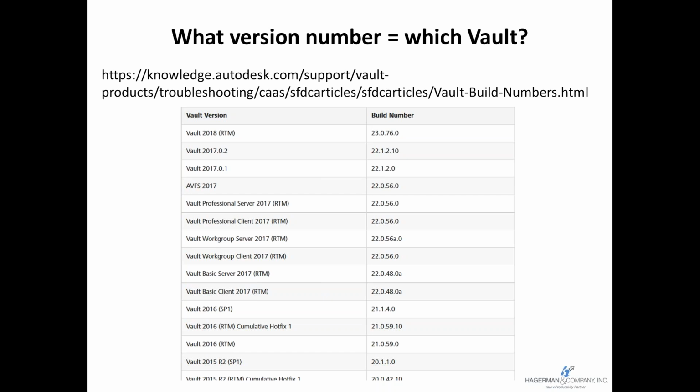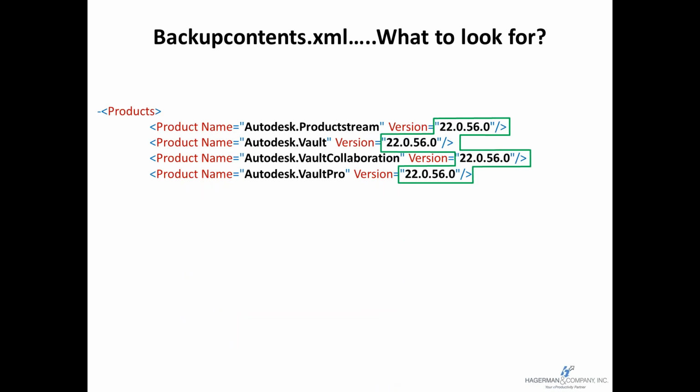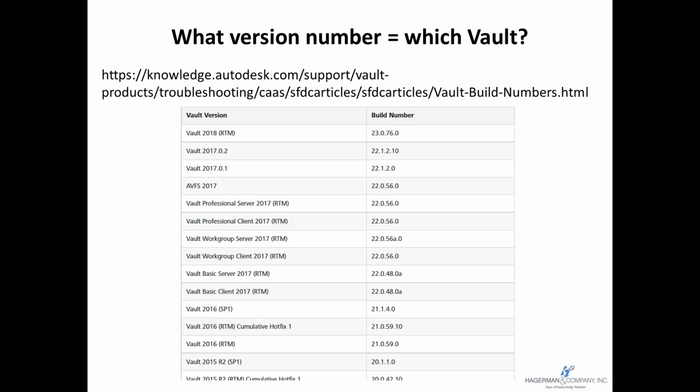So looking at the previous slide, my backup contents show 22.0.56.0. So when I scan down through the list, I can see, okay, that's Vault Pro Server 2017 RTM. So no service packs or hotfixes have been applied to this vault.